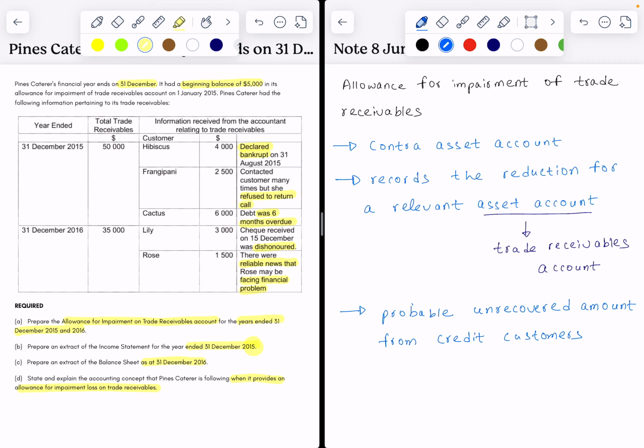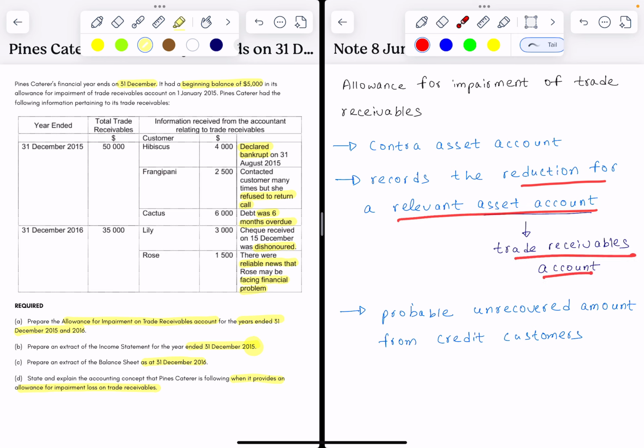First of all, allowance for impairment of trade receivables is a contra asset account. So what do we understand by a contra asset account? A contra asset account is an account which records the reduction for a relevant asset account. And the relevant asset account in this case is the trade receivables account.